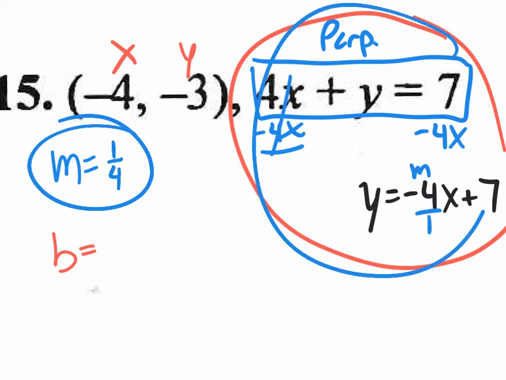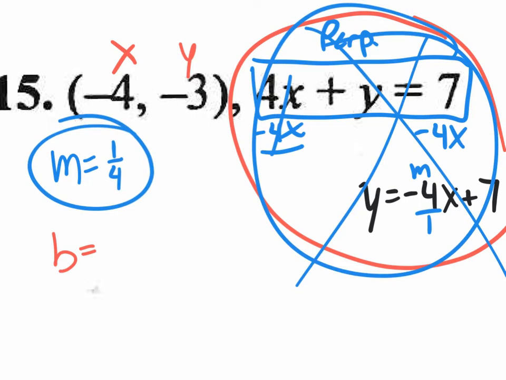You don't even care anything else about this one over here. Whatever, you could scratch it out if you want. You already got what you needed, which was your slope. How do we get our slope? Because they told us that our line is perpendicular to this line, which means whatever slope you see right here, you have to change the sign and flip the fraction. That's how we get a positive 1/4 for our slope.